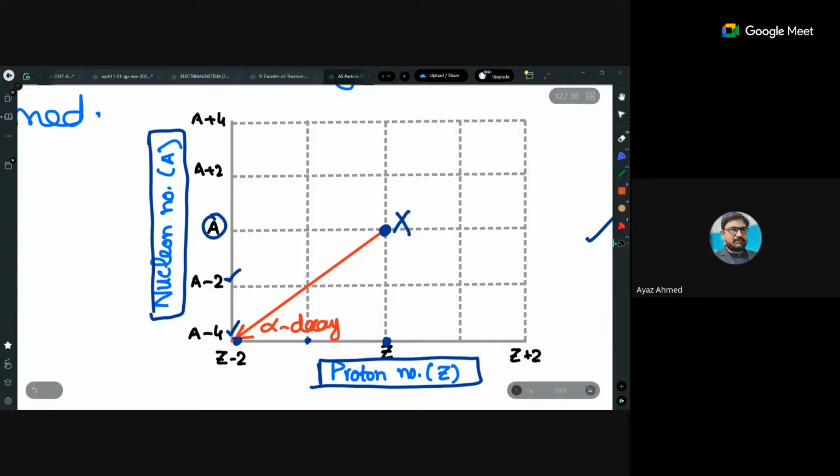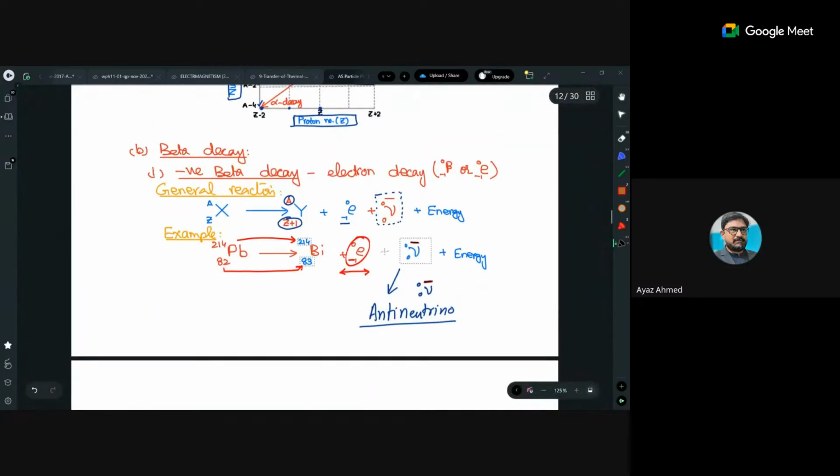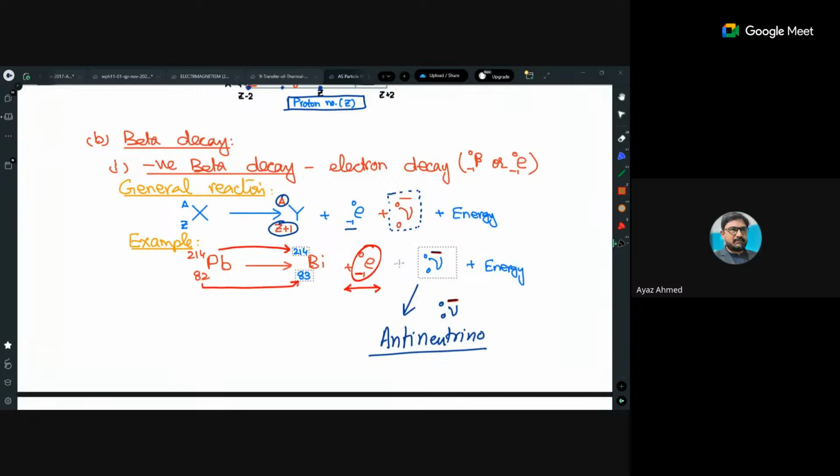The next is your beta decay. Beta decays are of two types. One is your negative beta decay, and the second one is your positive beta decay. Negative beta decay takes place when a neutron is converted into a proton and the excessive mass is released in the form of a negative beta particle. Is it clear to you? So simply we can say that a beta decay is a nuclear decay.